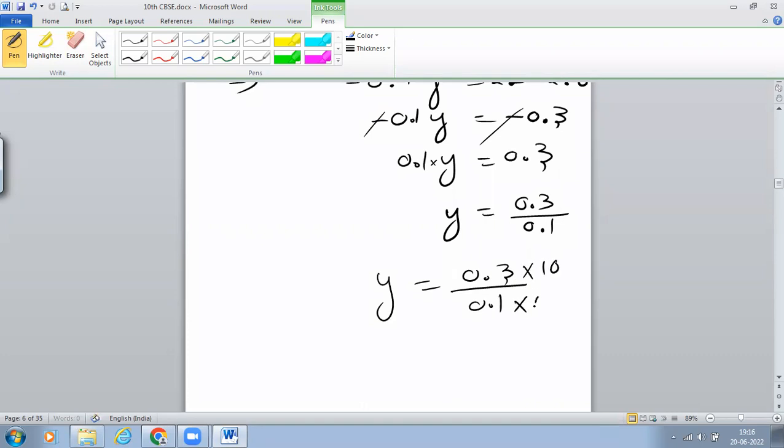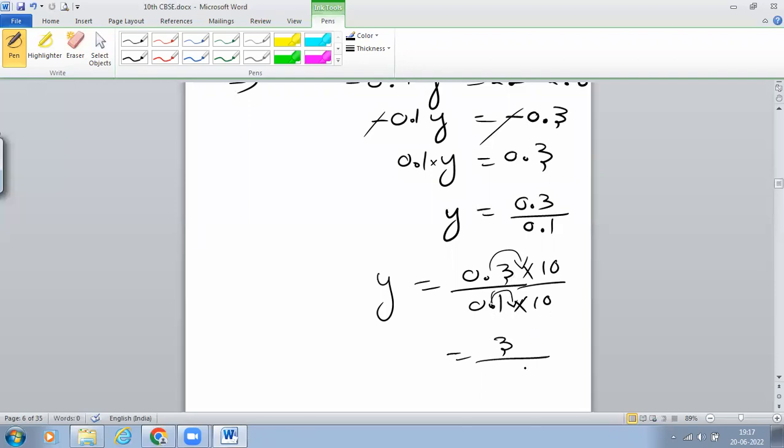Because when you multiply by 10, 0.1 will become 1, because the decimal point will shift one digit to the right side. When you multiply any decimal number by 100, the decimal point will shift 2 digits right side. Here it will shift one digit right side. That is why we are multiplying the numerator and denominator by 10. So 0.3 into 10 is 3.0, that is simply 3. Likewise, if the decimal point reaches the right end, there is no need to mention the decimal point, we can just remove it. So that is 3.